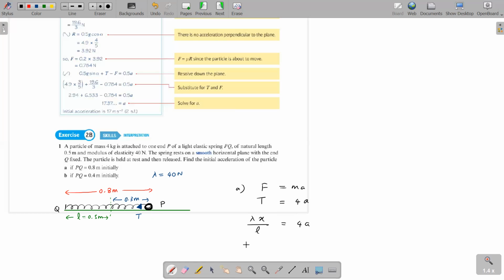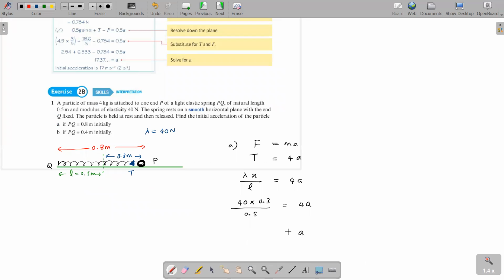Let's input the values. Lambda is 40. Extension, at this point, the extension is 0.3, over natural length 0.5, equals 4a. And now make acceleration the subject. So acceleration is 6 meters per second squared. This is the initial acceleration. Remember, this is not going to be a constant acceleration, but rather at this situation, this is the acceleration the moment you release.